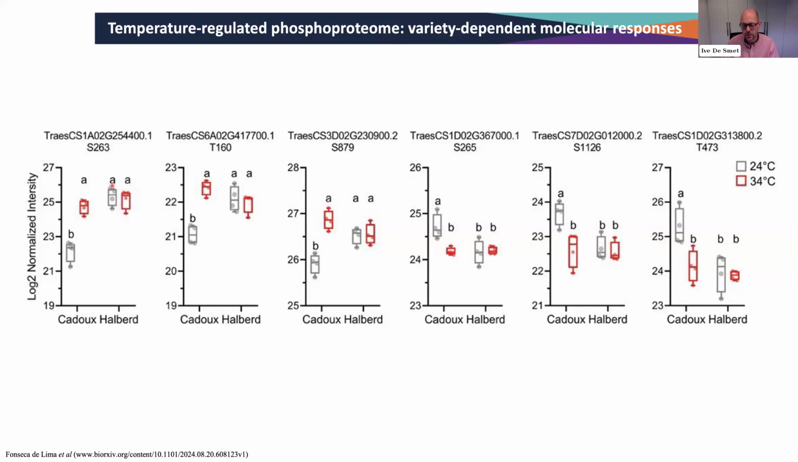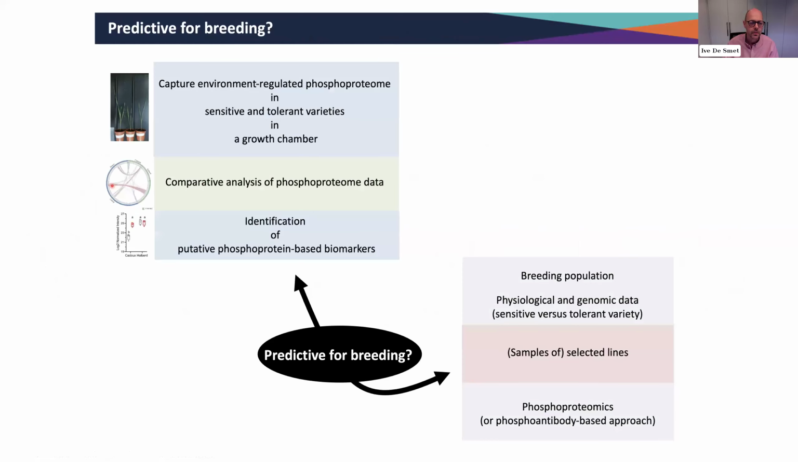So this is, with respect to this part of my presentation, the status that we are currently at. We have captured environment-regulated phosphoproteomes in sensitive and tolerant wheat varieties in the growth chamber. We are looking a little bit at a field-grown variety as well to see to what extent this also translates outside of the growth chamber into the field.